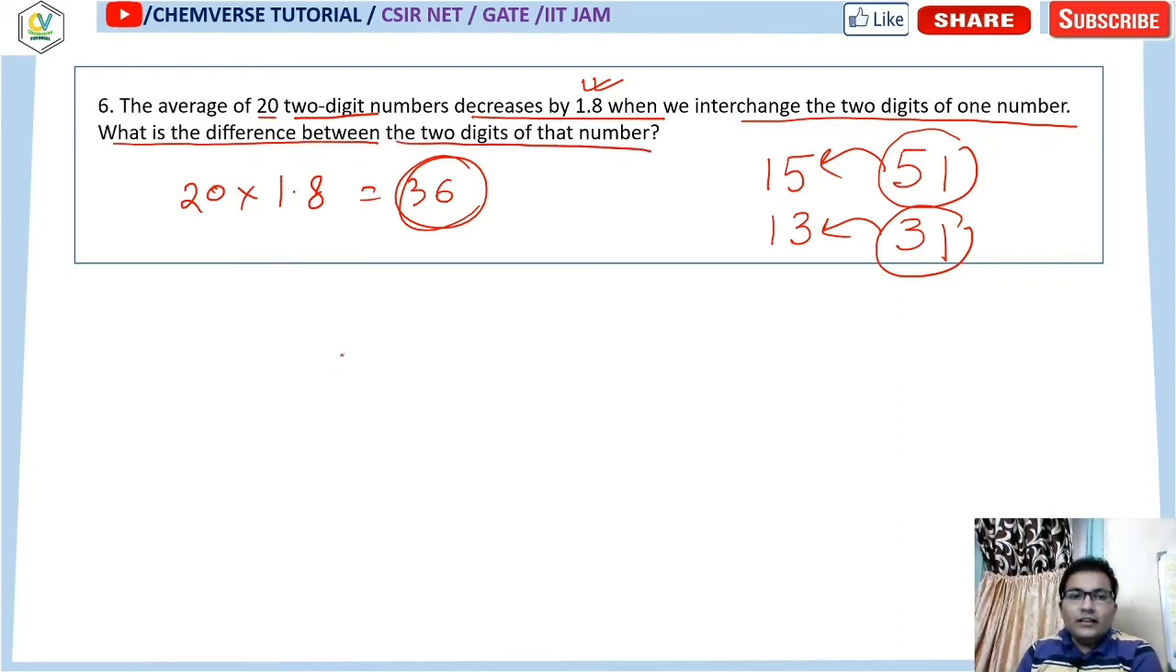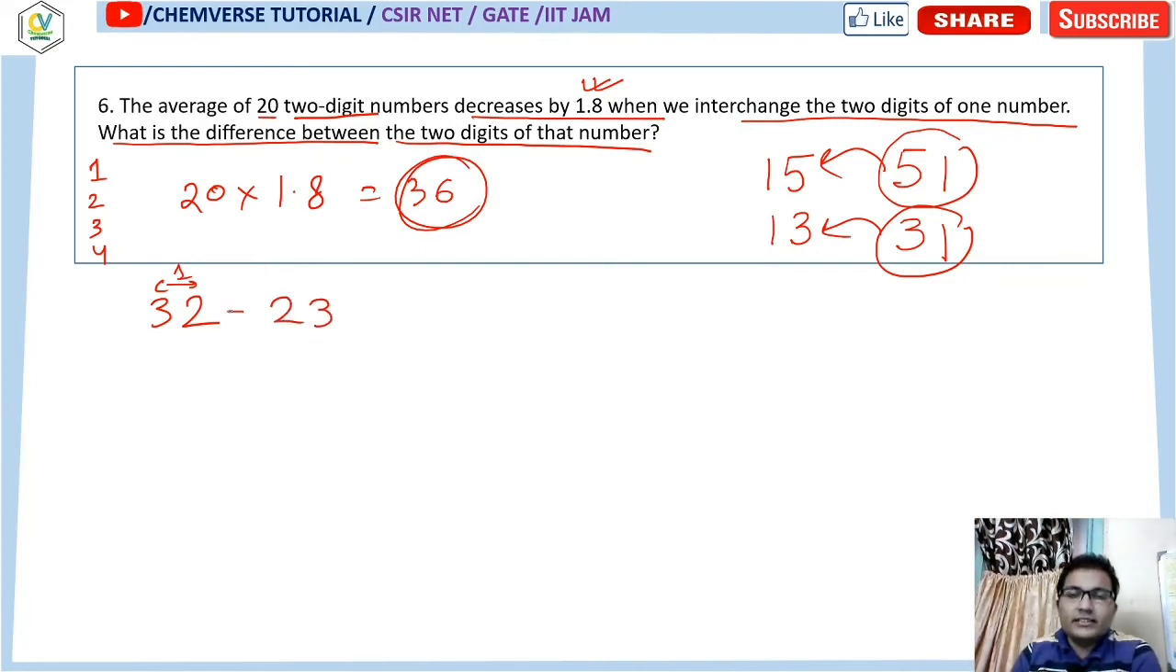Okay. Now the options were something like 1 or 2 or 3 or 4. What you can do is simply take a hypothetical two-digit number and check option by option. Okay, suppose I am taking 32. Now what is the difference between these two digits? The difference is 1. Okay, and now I am interchanging these two, that means I am taking 23.